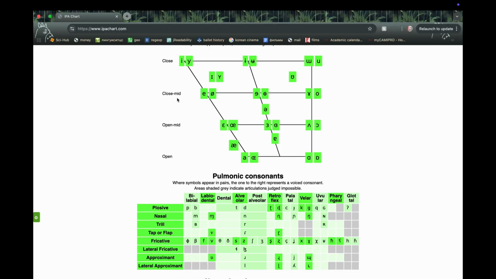Don't try to focus so much on the symbols themselves, but try to figure out how the chart functions and how it represents our pronunciation, our mouth, and what it's capable of.